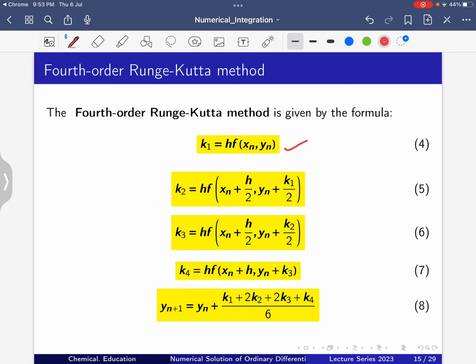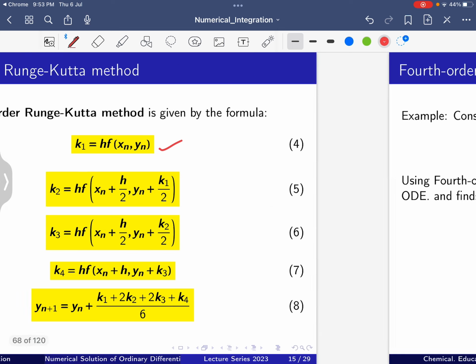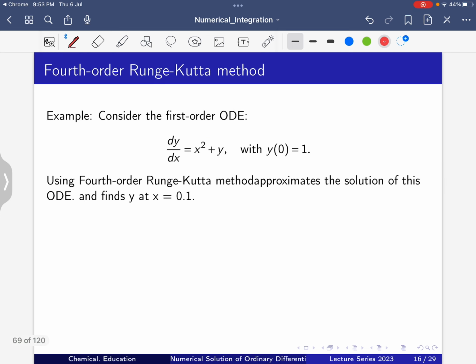Now yn plus 1 is yn plus k1 plus 2k2 plus 2k3 plus k4, divided by 6. So here k1, k2, k3, k4 are slopes of the ODE at different points. Now we have to calculate k1, k2, k3, k4, and finally we have to take the average and then add it with yn. Now here I am taking one example.